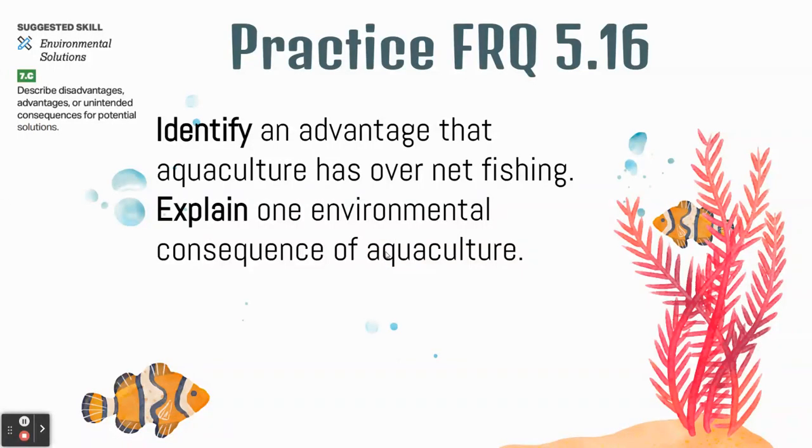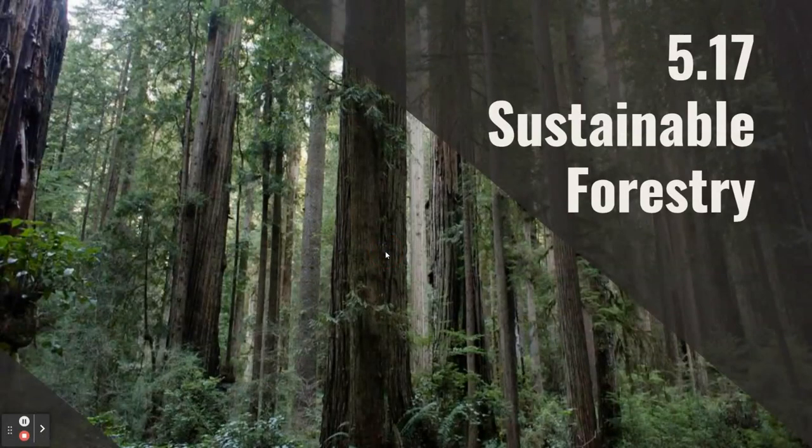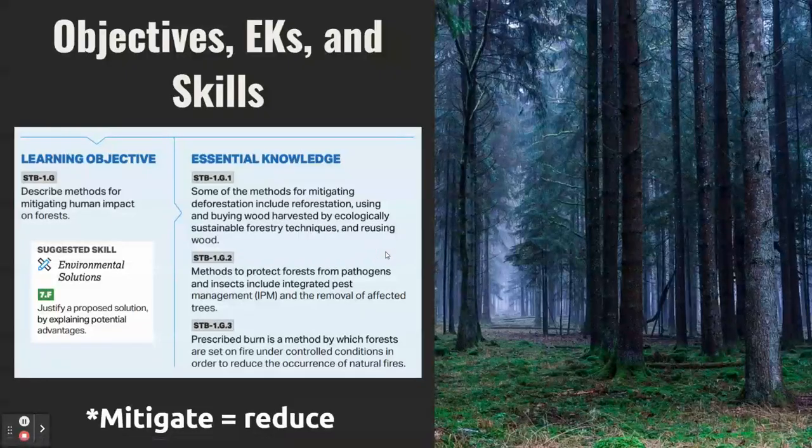So I want you to identify an advantage that aquaculture has over net fishing, and explain one environmental consequence of aquaculture. All right, and then our last section here for this monster of a unit is sustainable forestry, where we're looking at how we can use lumber without degrading the forest or depleting it for our future generations.